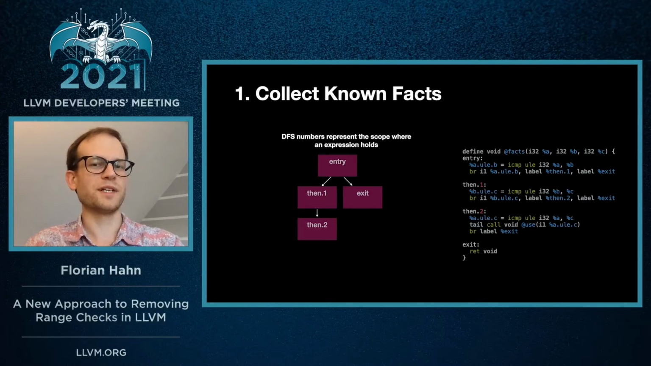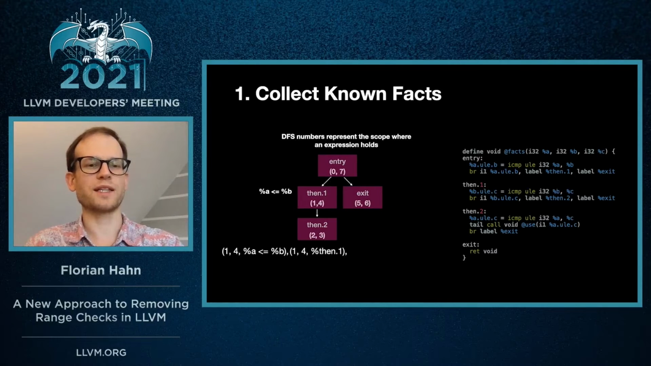The in number of this numbering scheme is assigned the first time a node is visited in the depth-first traversal of the dominator tree. The out number is assigned once all children have been visited. For the tree on the slide, we get the following numbers. Now we can map the conditions in the function to the DFS numbers to create a work list for our function. So we know when we enter the then1 block a <= b holds, so we'll add this condition with the corresponding depth-first search numbers.